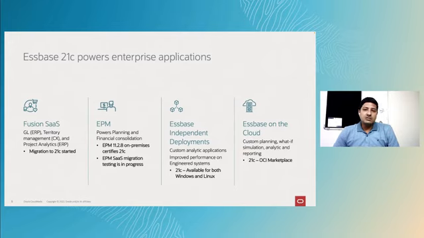These Fusion applications leverage the Essbase engine for reporting and analysis purposes. They also run complex calculations for consolidation processes. The general ledger management and project analytics within the ERP systems leverage the calculation capabilities of Essbase. They are one of the largest consumers of Essbase within Oracle. Majority of these Fusion applications or pods have migrated to 21C.